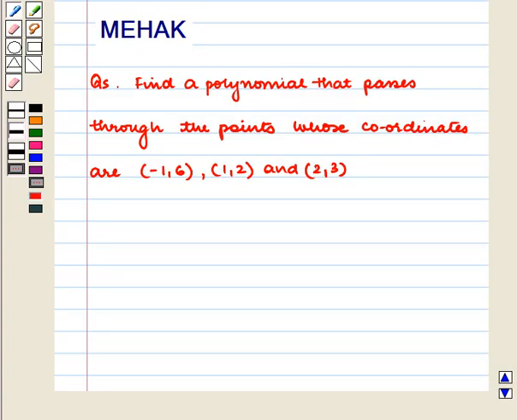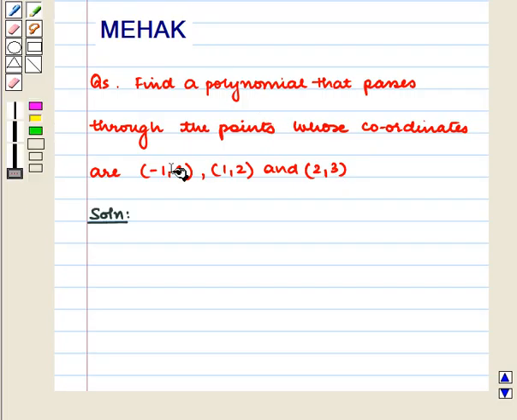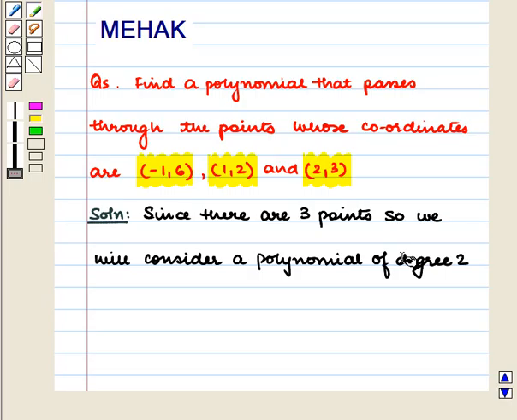In this session, we are going to discuss the following question. The question says: find a polynomial that passes through the points whose coordinates are (-1, 6), (1, 2) and (2, 3). We have to find a polynomial that passes through the points whose coordinates are (-1, 6), (1, 2) and (2, 3). Since there are 3 points, we will consider a polynomial of degree 2.